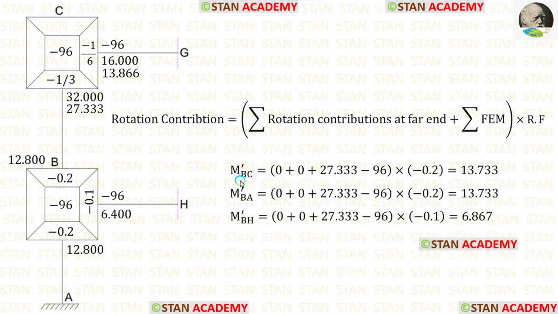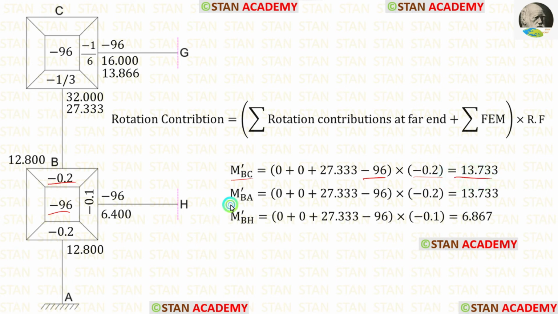Now let us find the rotation contributions in the joint B. First, let us find M'BC. We know that at points A and H, the rotation contributions are 0. The rotation contribution at point C is 27.333. The summation of fixed end moments is minus 96. The rotation factor for BC is minus 0.2. After the calculation, we will get M'BC.